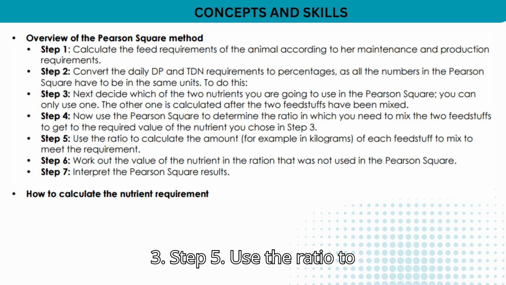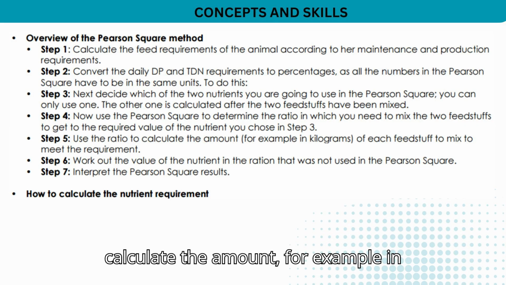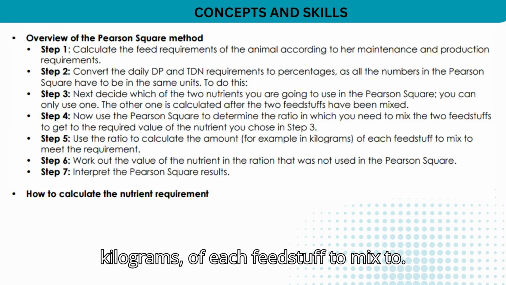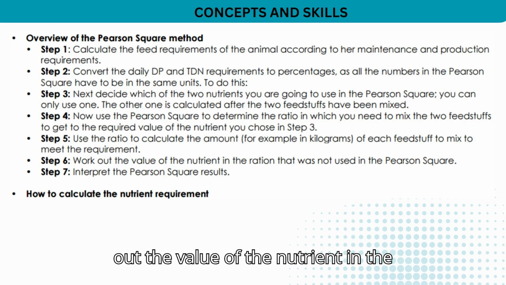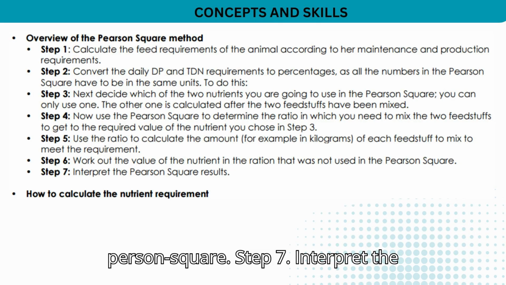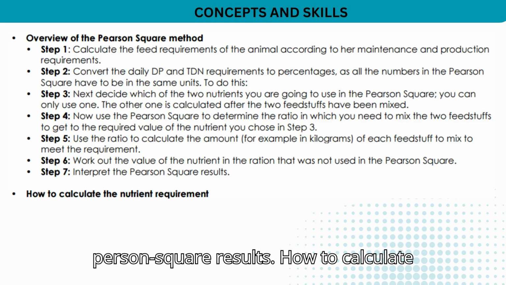Step 5. Use the ratio to calculate the amount, for example in kilograms, of each feedstuff to mix to meet the requirement. Step 6. Work out the value of the nutrient in the ration that was not used in the Pearson square. Step 7. Interpret the Pearson square results.